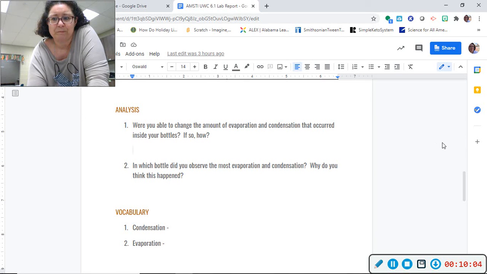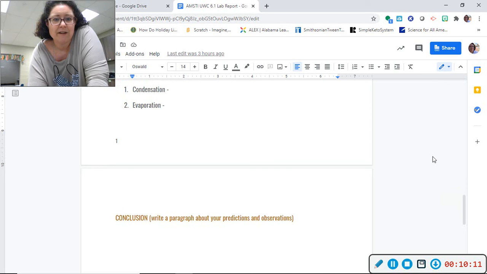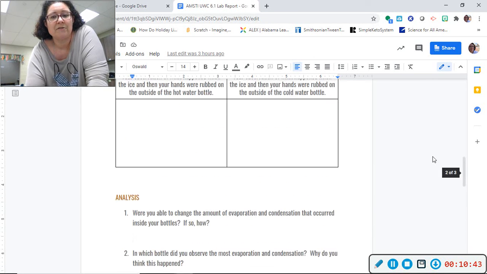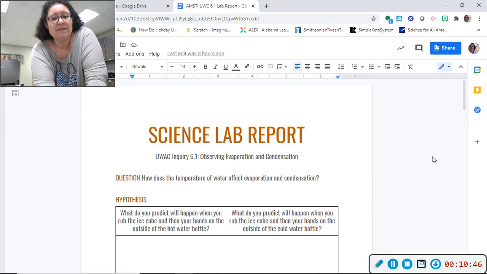Then down here, you've got 2 vocabulary words, condensation and evaporation. We've had them before, but go ahead and do them again just to have them clear in your mind. And then for your conclusion, I want you to write a paragraph of 3 to 5 sentences on your predictions and your observations. Make sure you start your paragraph with your question, so the first sentence of your conclusion is going to be, how does the temperature of water affect evaporation and condensation? Then tell me what your predictions were, and then tell me what your observations were. That will be your conclusion, and that will be the end of your lab.